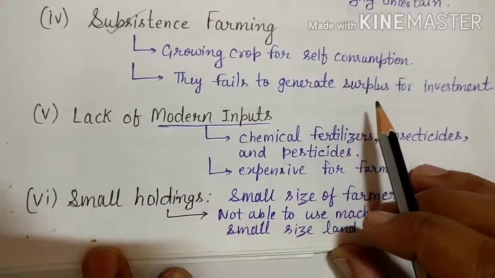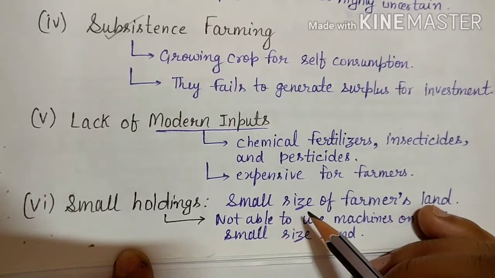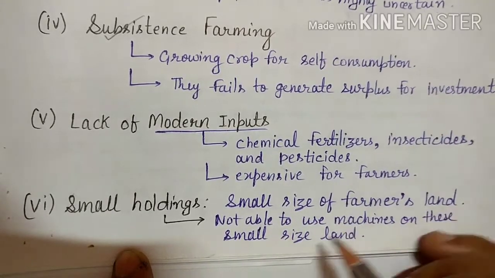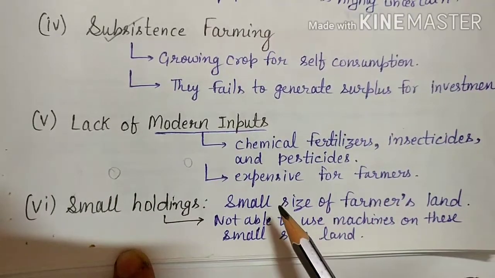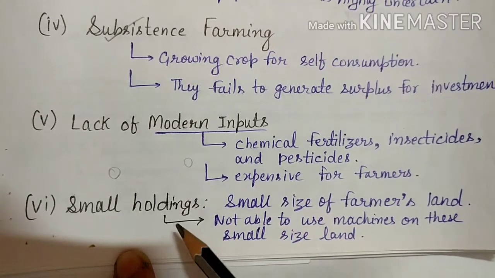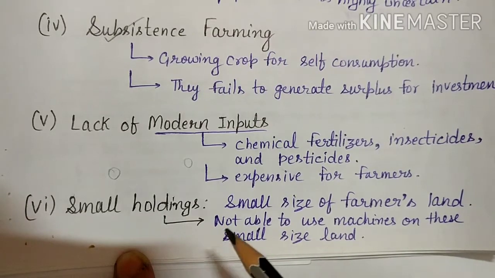Then comes small holdings. We have learned earlier also that the tenants or the farmers have very small lands, and scattered also. One piece of land is here, another part of land is there. So it is very difficult to use machines on those small holdings, or small sizes of land. So this creates once again another problem.